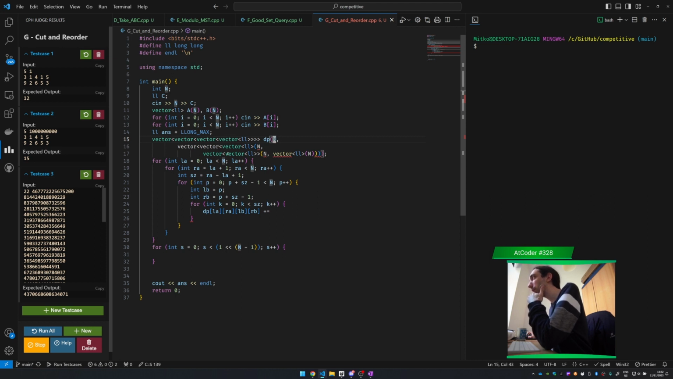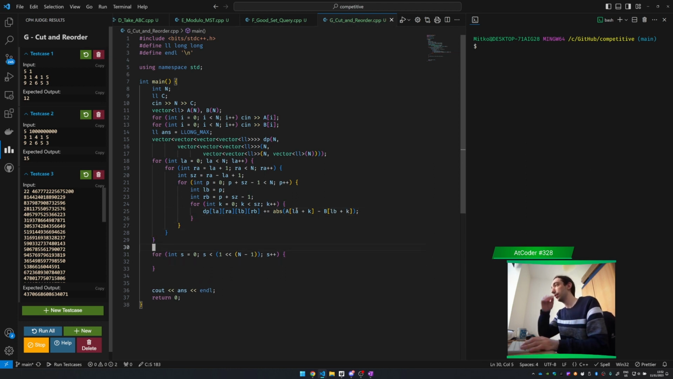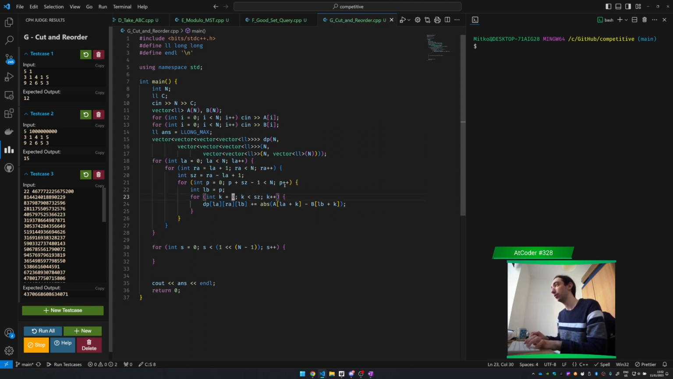There's 4 vectors here. So okay, this is the absolute value between A of LA plus K and minus B of LB plus K. So DP is essentially saying if I move this interval to there, what will be our cost? Now, I don't actually need this quadratic DP. I need just this, and one more function because LB is already null.